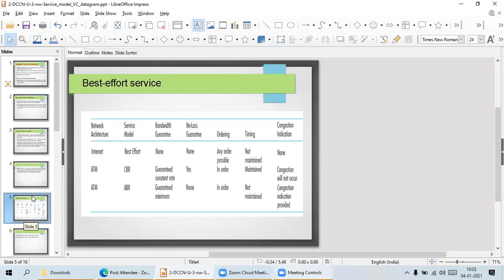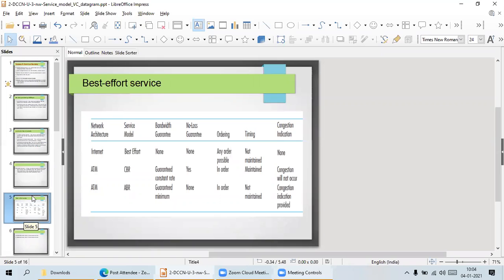Congestion indication: that means if the link is busy, are you going to send any alarm to the sender, receiver or the network layer? In this internet best effort service, we are not going to maintain any congestion indication. Okay, this is the first thing.